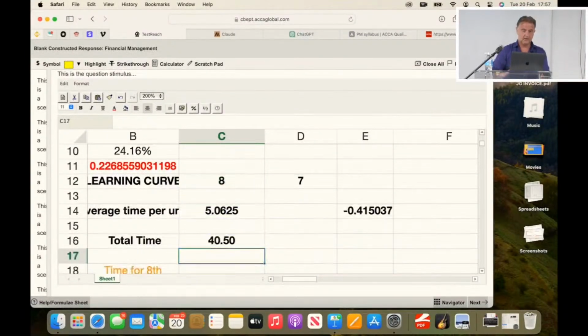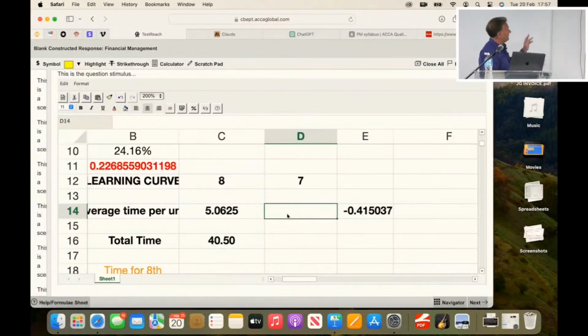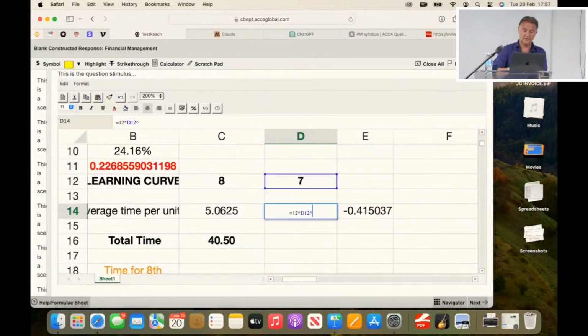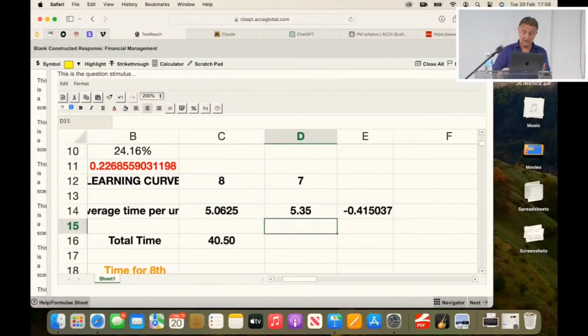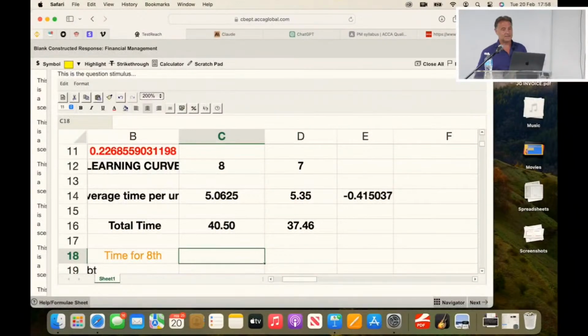Good, so that times by what? 8. Okay, I can do all that again then. Average time per unit this time for 7 units. Y equals A, what's A? 12, the time for the first item, times by 7 this time, well done, to the power of that big figure there. Done. Spreadsheet really helping you out. Total time equals 5.35 times by 7, and you're done. This isn't easy stuff. This is proper exam standard nightmare.